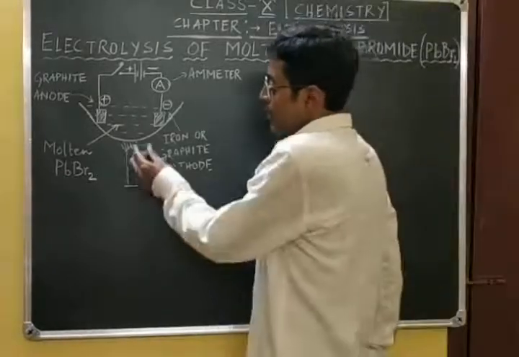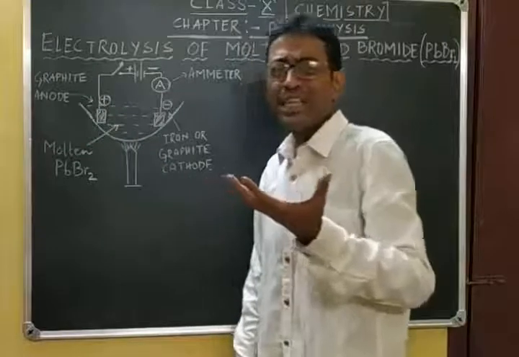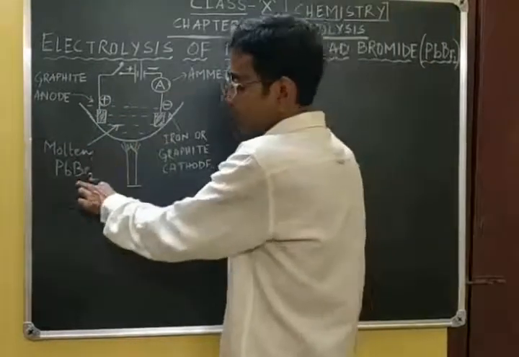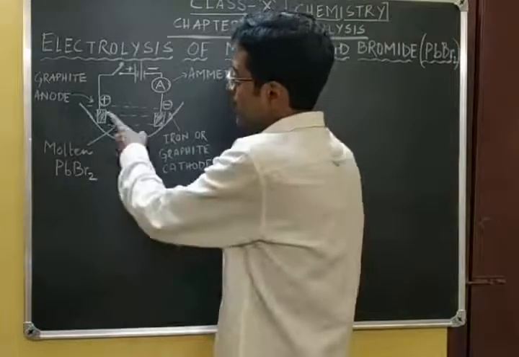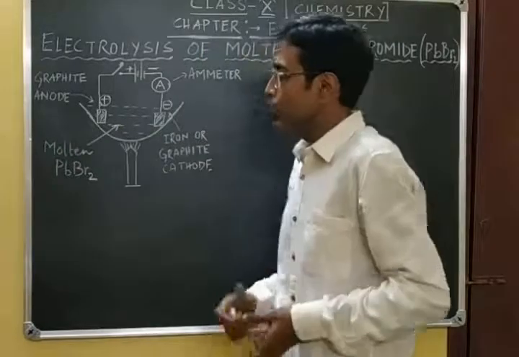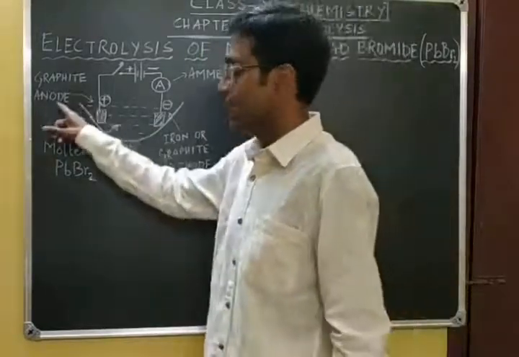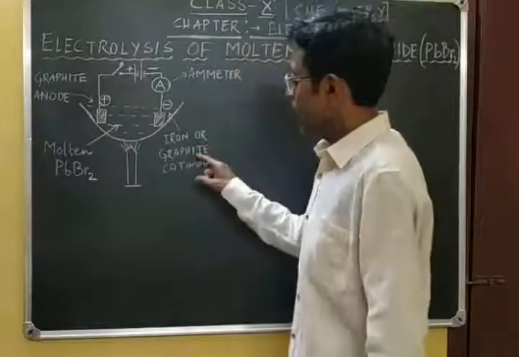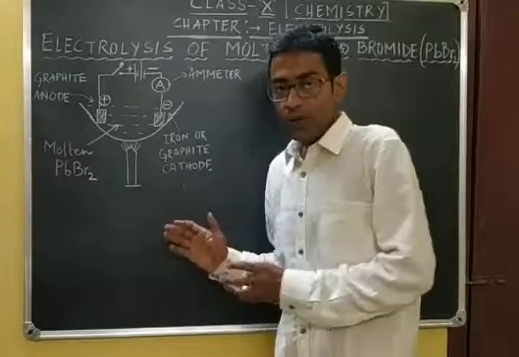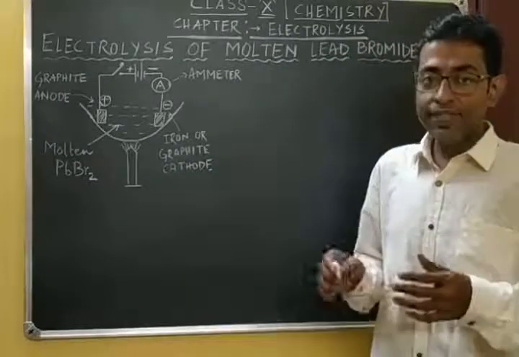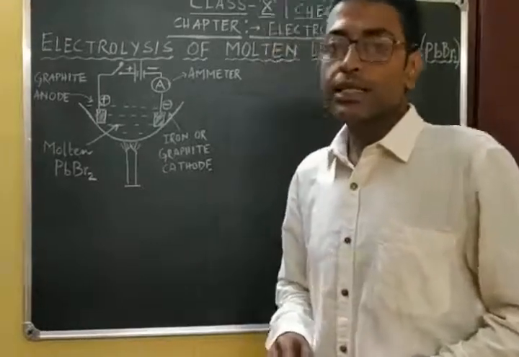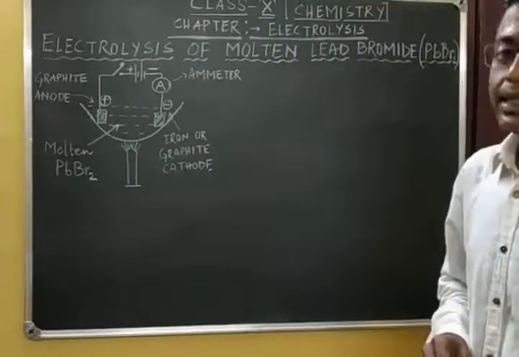See, a burner, and a crucible. Crucible means a plate-like thing. I have taken some molten lead bromide, PbBr2. Here the positive and the negative electrodes are there. The electrodes we used are a graphite anode, which is an inert one, and an iron or graphite cathode, which is also an inert electrode. I have just told you the difference between an active electrode and an inert electrode. Basically, up to class 10, you will be using inert electrodes.